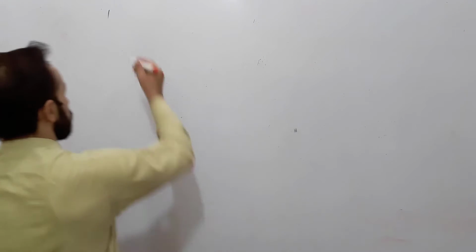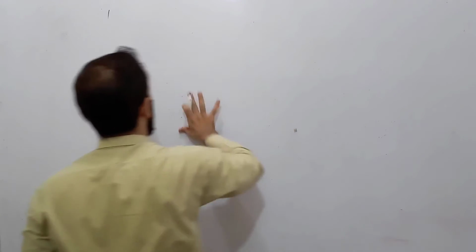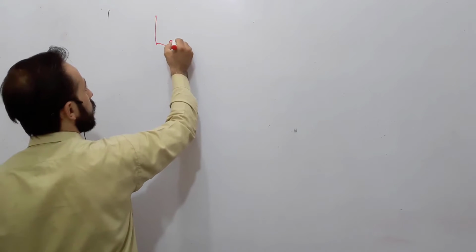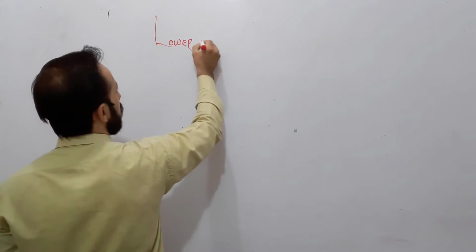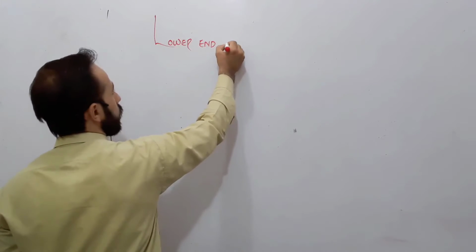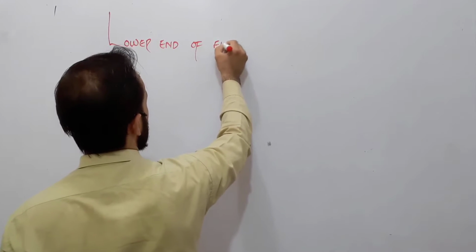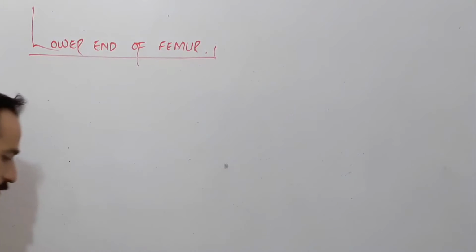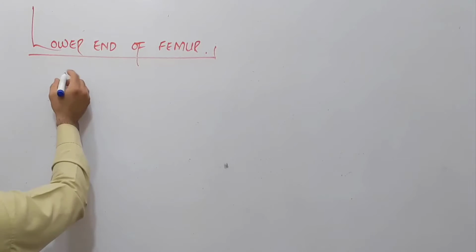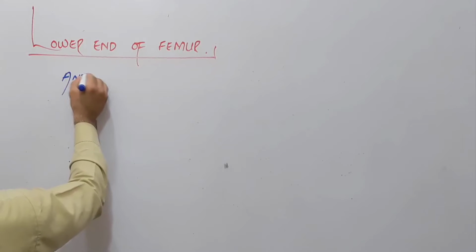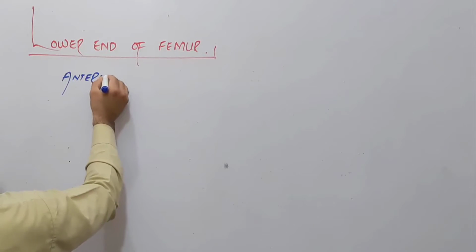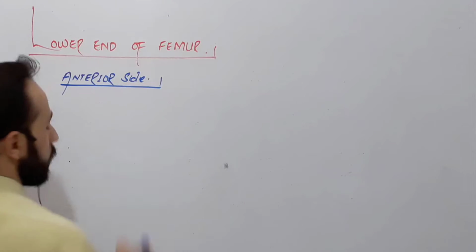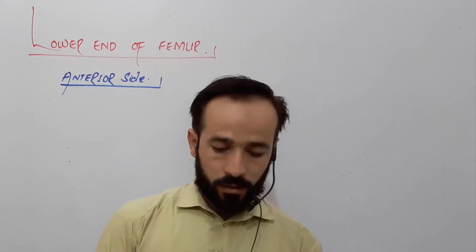So the lower part, or we say the lower end of the femur bone. As there is an upper end, now this is the lower end. As I told you, it is discussed under 4 titles. First, the anterior side. Let us see the important landmarks in the anterior side of this femur bone.